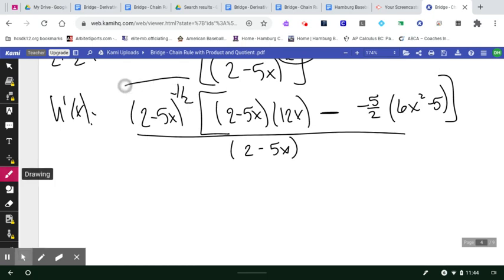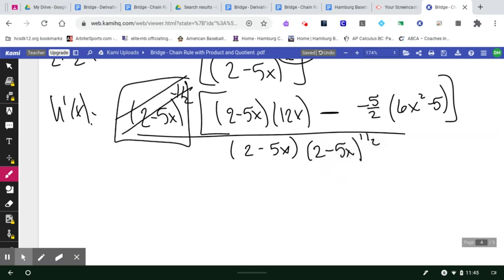This can go to the denominator because it's a GCF now. So I can move it back to the denominator. So I'll put it down here, 2 minus 5x to the 1/2. And I'm just going to cross that off here. And then because I'm multiplying, I can add these. So if I want to add 1 plus 1/2, I need a common denominator. So that's really 2 over 2. So I could really call this denominator 2 minus 5x to the 3/2.